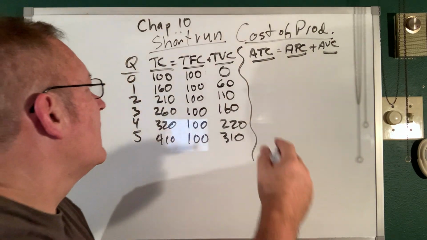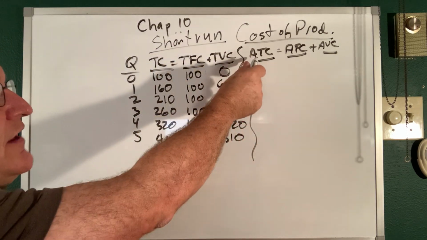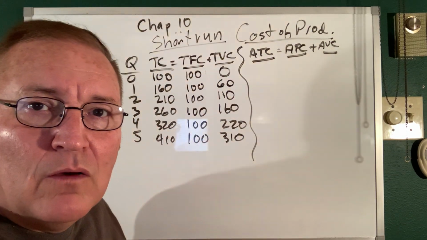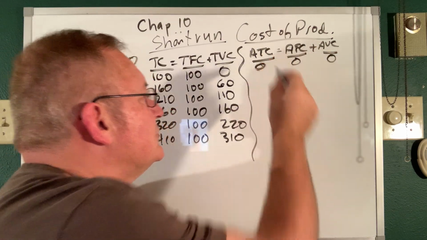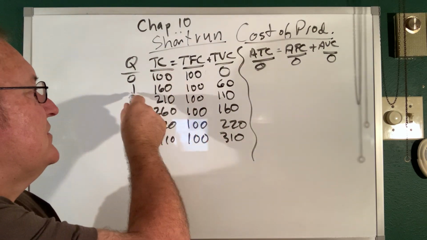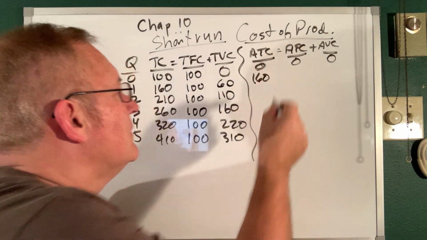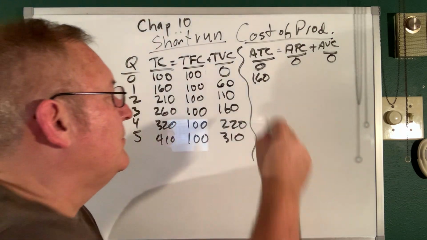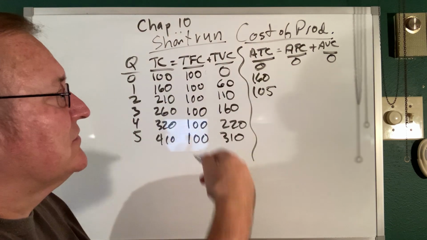Now, with 0 quantity, for the average you're going to take total cost and divide it by the quantity. Well, anything divided by 0 is going to be 0, right? So that's pretty straightforward. But for the first unit, total cost 160 divided by 1 is going to be 160. 210 divided by 2, average total cost is going to be 105. Makes sense? And then we do the same thing for the fixed cost and the variable cost.